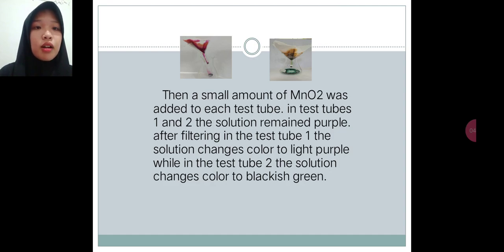Then a small amount of manganese oxide was added to each test tube. In tubes 1 and 2, the solution remained purple. After filtering, in test tube 1 the solution changed color to light purple, while in test tube 2 the solution changed color to blackish green.